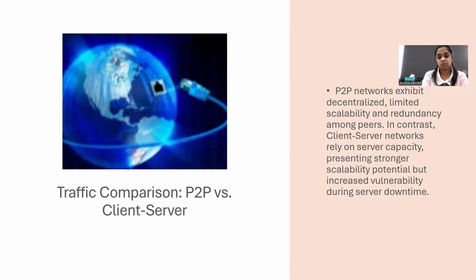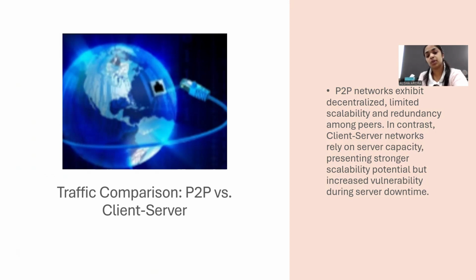First and foremost is P2P networks, in which the traffic is distributed directly between peers. This means there is no central server in between handling requests, which allows for direct and sometimes faster data exchanges. However, it comes at a cost: scalability is limited, and the network depends heavily on each peer's availability. If a peer goes offline, access to the data or services it was sharing could be lost.